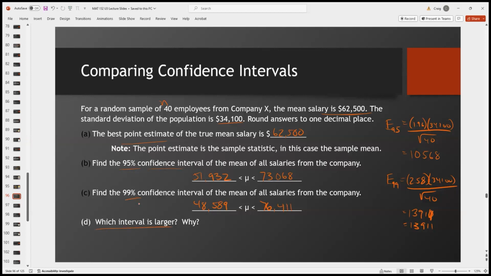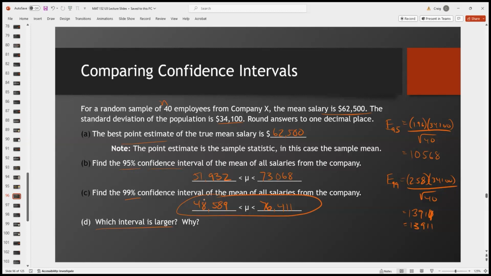So notice that the 99% confidence interval is larger, right? Because as we increase how confident we want to be in our answer, our confidence interval is going to get wider and wider, because we only have a sample of the data. And if we had a much larger sample size, that would shrink this down some.